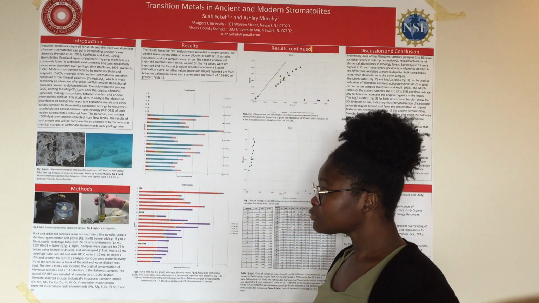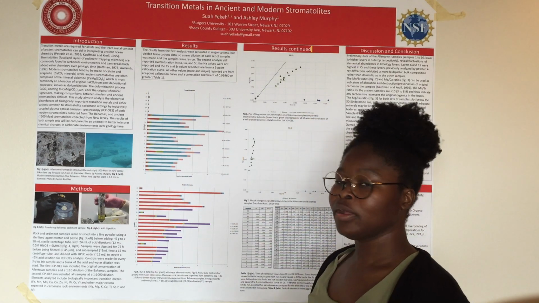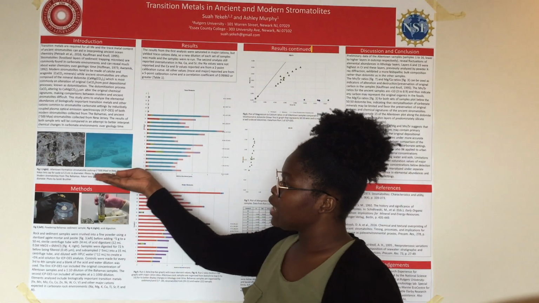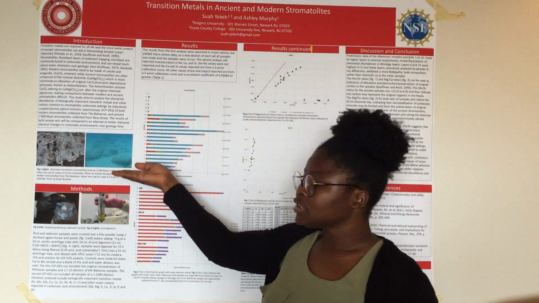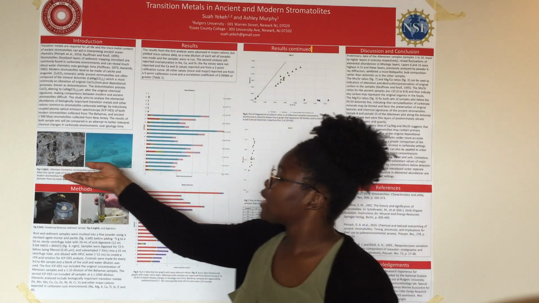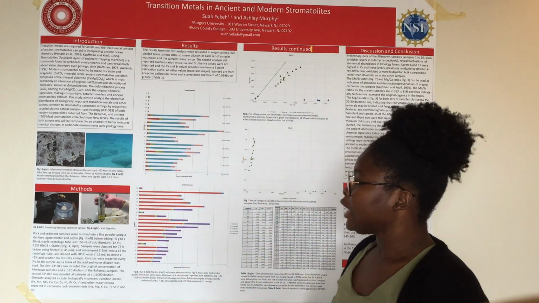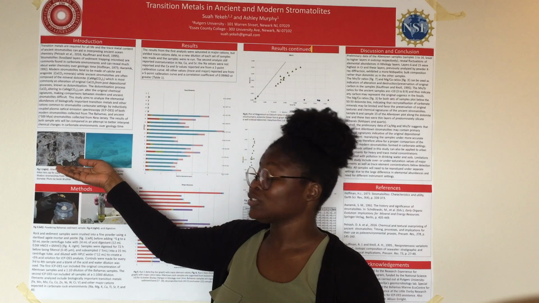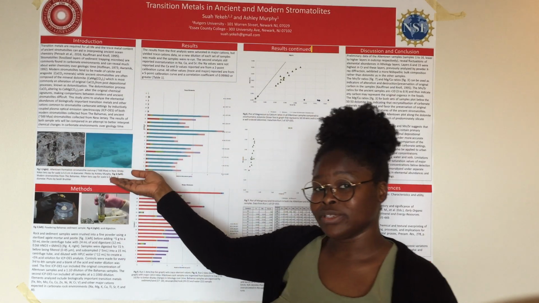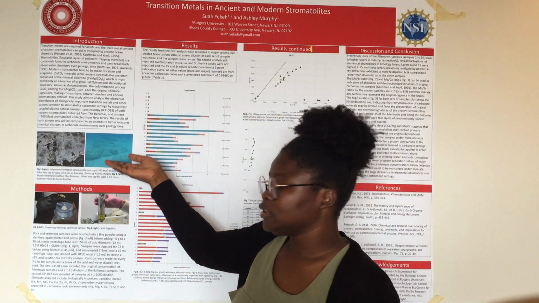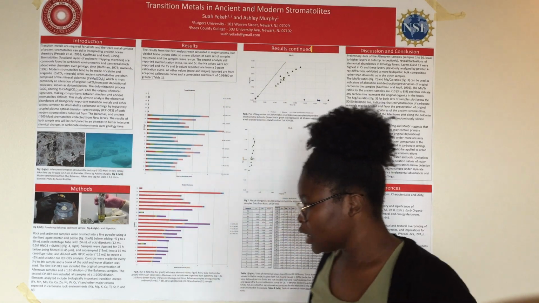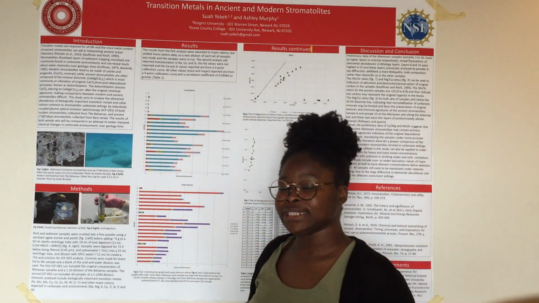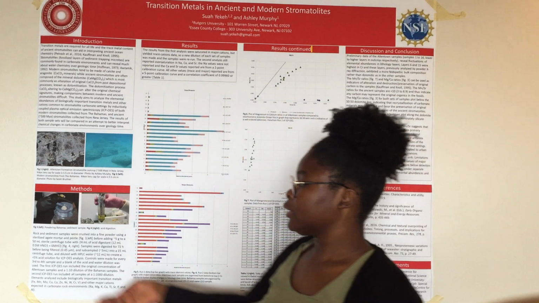Today, the two stromatolites we're looking at are the Bahamas and the Allentown. The Bahamas are considered our modern stromatolites, and the Allentowns are considered our ancient. The Allentown is approximately 4.2 million years old and is much older than the Bahamas stromatolites.